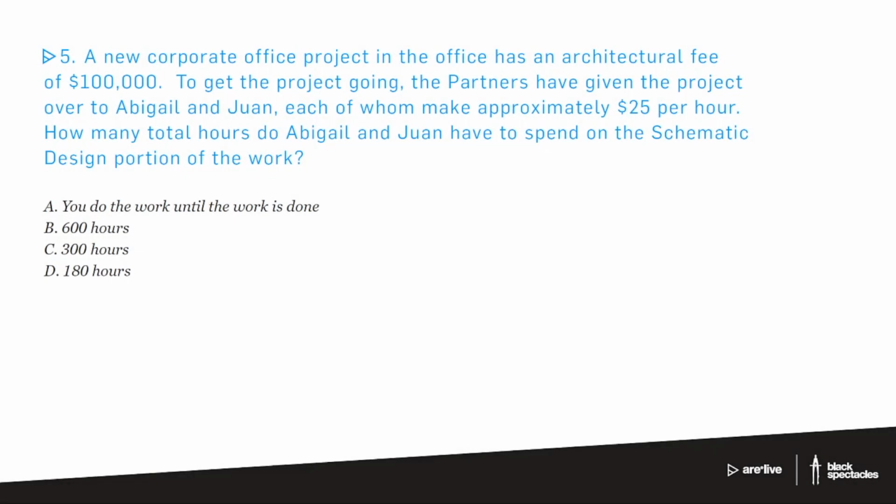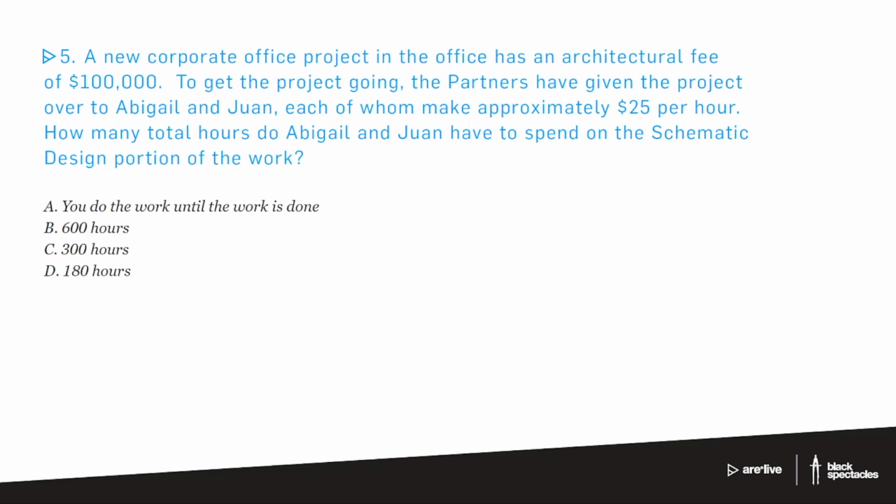Number 5, a new corporate office project in the office has an architectural fee of $100,000. To get the project going, the partners have given the project over to Abigail and Juan, each of whom make approximately $25 per hour. How many total hours do Abigail and Juan have to spend on the schematic design portion of the work?